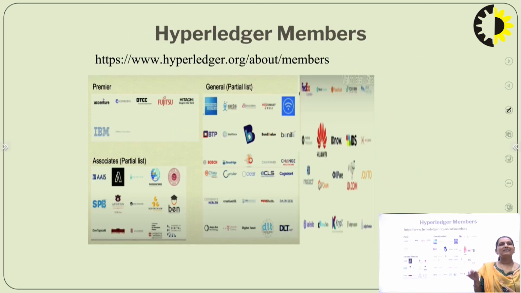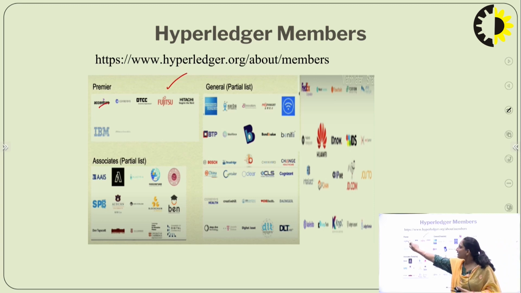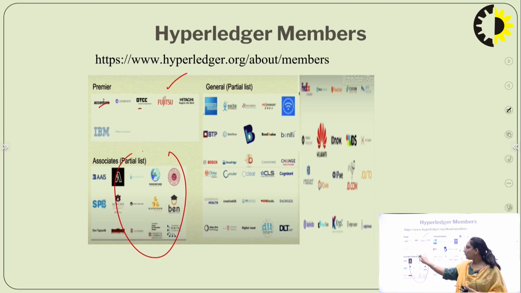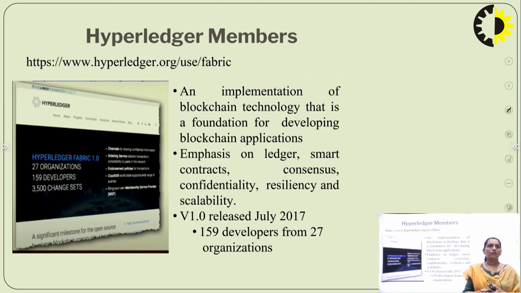So this is the site, www.hyperledger.org. All these are the members, some premium members. We have Hitachi, Accenture, Infosys, DTT, and IBM as members. This is a partial list. This is a general partial list. This is associate also. So all these are the Hyperledger members we had when they were founding it.